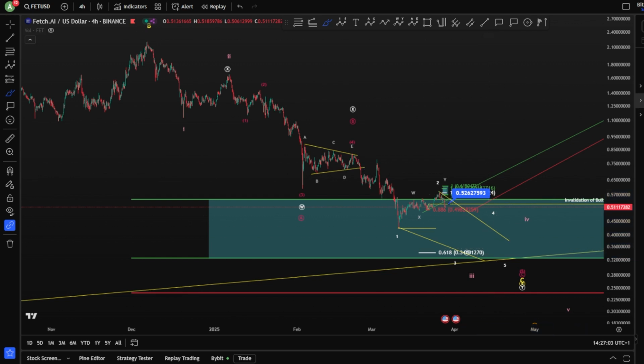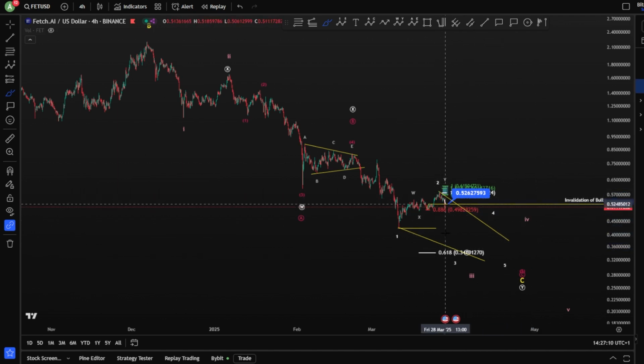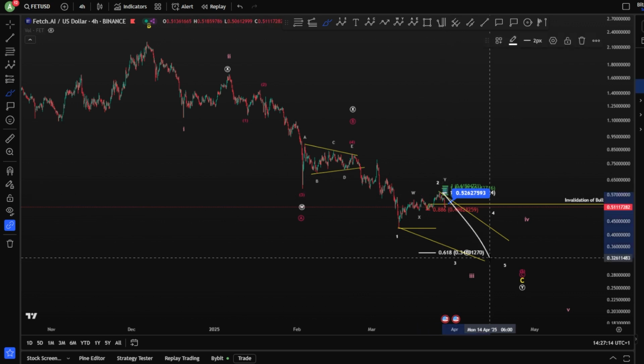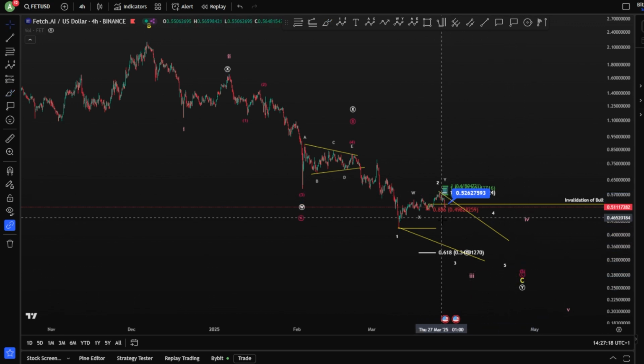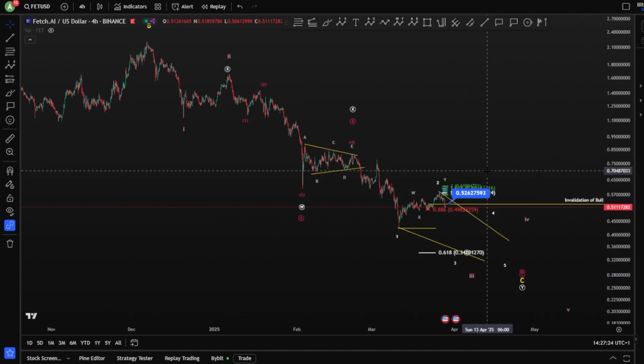And that, of course, brings us much more insight that this blue box that we have here, whatever is going to happen again inside it, whether an ending diagonal or a wave Y here to finish the wave C, you might finish in the blue box and then move toward the upside.